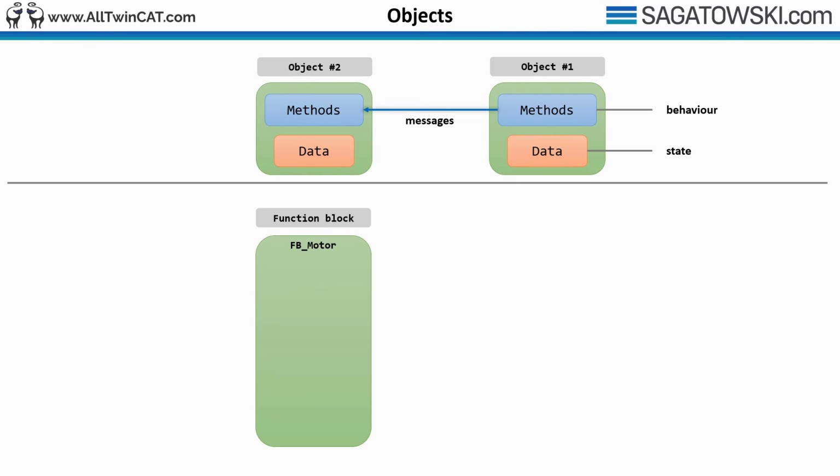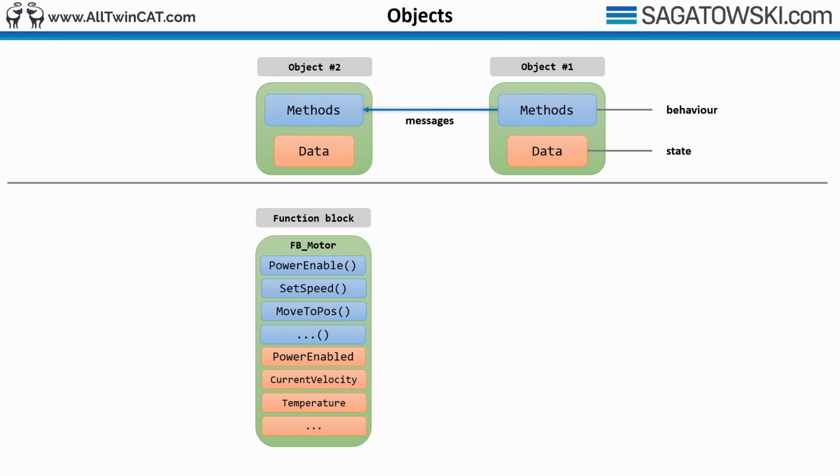It can just be something imaginary like a database logger, a mathematical moving average calculation, or an object that takes care of events in the system. A motor is an object and could have several methods such as power enable, set speed, move to position, and many others. These methods describe the behavior of the motor. Next, the motor has data that describe its state. Examples of these can be power enable, to indicate whether the motor has power on or not, current velocity, temperature, and many others. Now the function block is only the blueprint of the object.